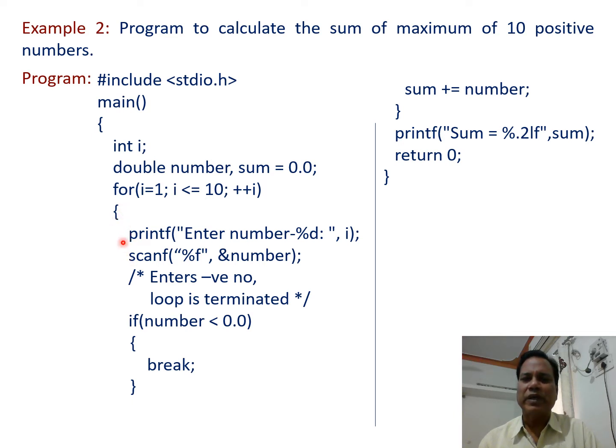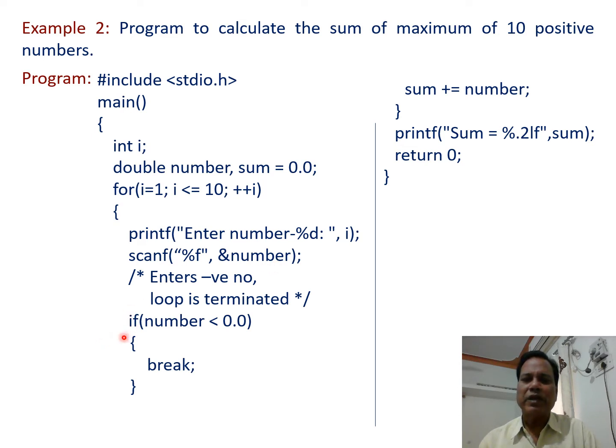The first statement in the body of the for loop is printf enter number dash percentage d. What is the value of I here? The value of I is 1, so 1 gets printed at the format specifier percentage d place. So enter number 1 is displayed on the output screen, whereby the user enters a number. That number is taken by the scanf function and is stored in the variable number.